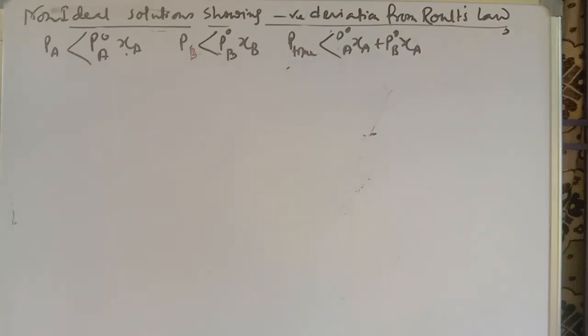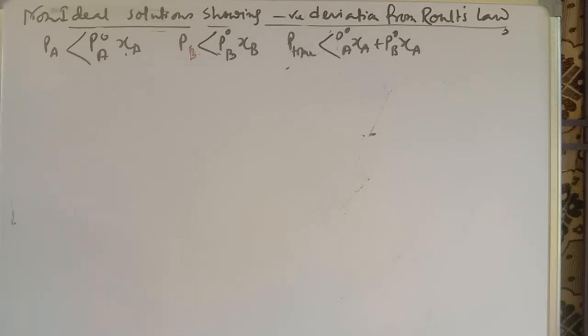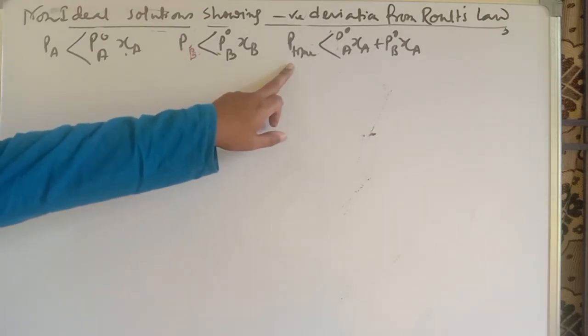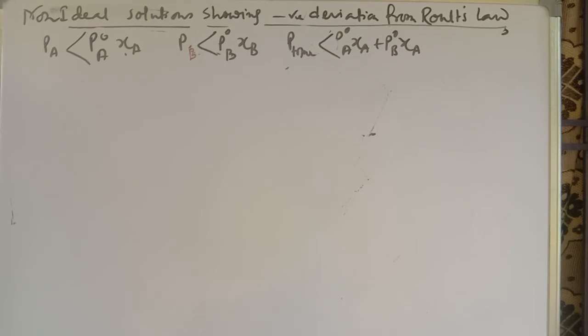Now non-ideal solutions showing negative deviation from Raoult's law. In negative deviations, PA is less than P naught A XA, PB is less than P naught B XB, and P total is less than P naught A XA plus P naught B XB. This means that for such solutions, the vapor pressure of the component as well as the total vapor pressure of the mixture is less than those calculated from Raoult's law.